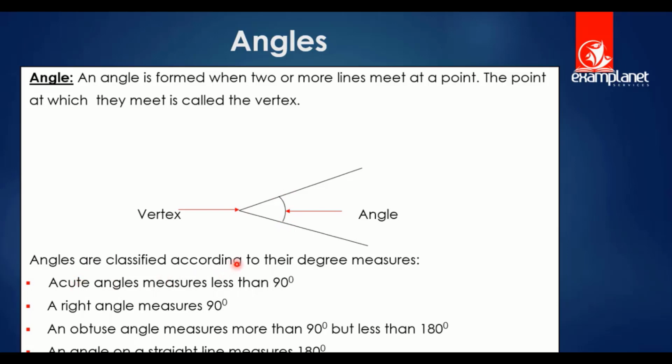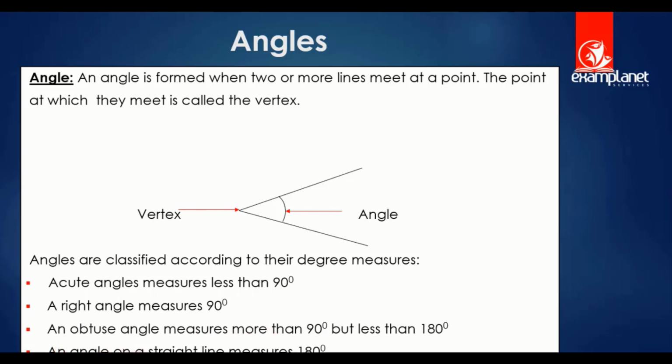Now, angles are classified according to their degree measures. First, you have acute angles, and any angle that is less than 90 degrees is called an acute angle. And we have a right angle, which is 90 degrees. We have an obtuse angle, which is an angle greater than 90 degrees but less than 180, like maybe 91, 100, 125, or 179 degrees.